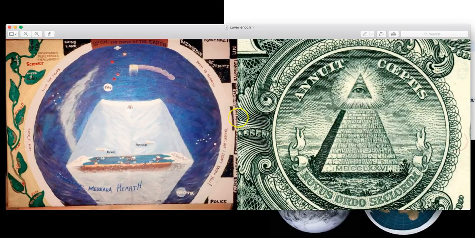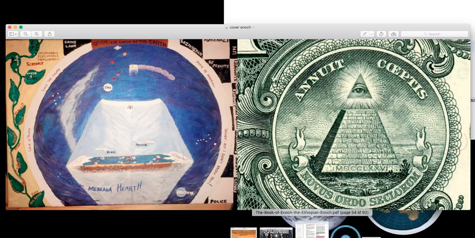The truth in plain sight. This is actually showing our cosmology, but it's misrepresenting something right here. But that's another story. This is consistent with the multiple moons, which Enoch talks about.